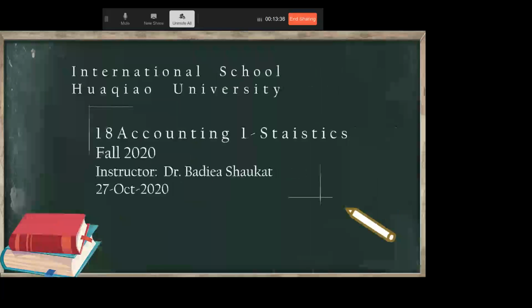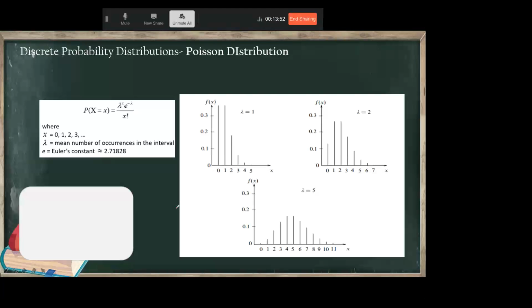Then today we will talk about another form of a discrete probability distribution. That's known as the Poisson distribution. What is the Poisson distribution? In the Poisson distribution, the parameter is lambda. We know that in binomial the parameters are n and p, in Bernoulli the parameter is p, and in Poisson the parameter is lambda.